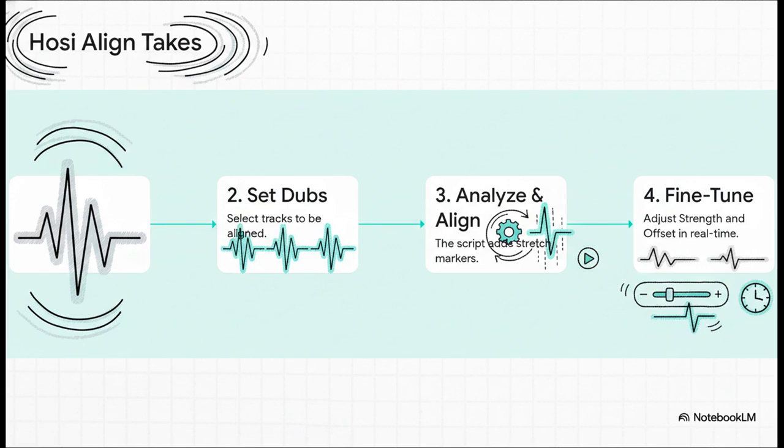With this tool, the Hazi Align Take script, the whole process is just unbelievably straightforward. You pick your main take, you call that the guide, then you select all the other tracks you want to align, those are your dubs. You hit one button to analyze, and then you can just fine-tune the alignment in real time with a slider. It is that fast. Seriously.